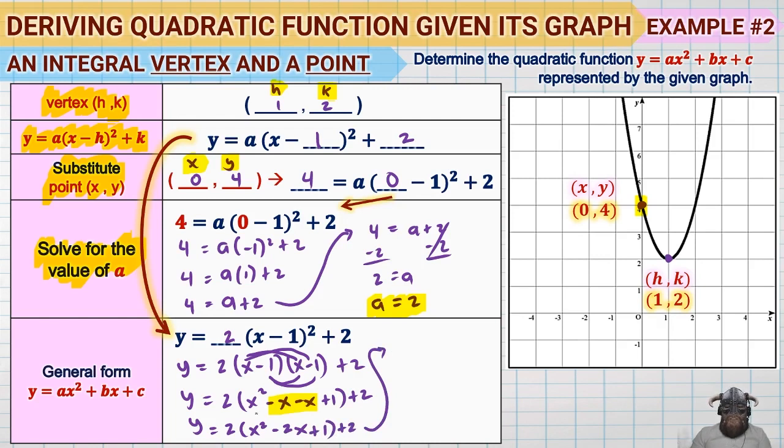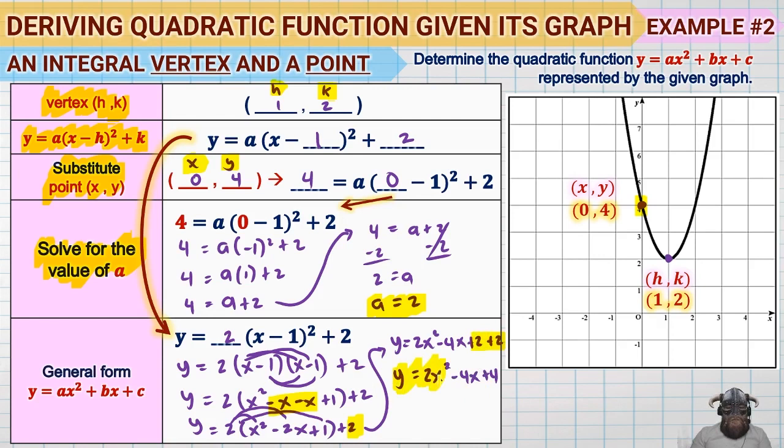So, tuloy natin. Now we are ready to distribute this 2 on the trinomial inside the parentheses. 2 times x squared is 2x squared. 2 times negative 2x is negative 4x. And 2 times 1 is plus 2 or positive 2. Then, don't forget na meron tayong plus 2 pa nandito. Huwag mong kalimutan, may plus 2 ka pa. Simplify mo by adding that 2 plus 2. So, we'll have now y is equal to 2x squared minus 4x plus 4. Kaya siya naging 4, 2 plus 2.